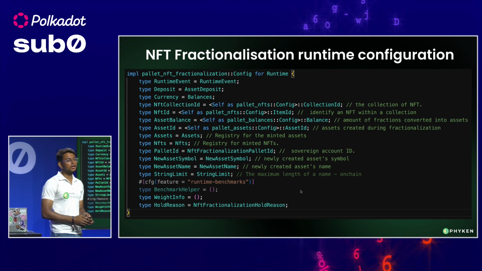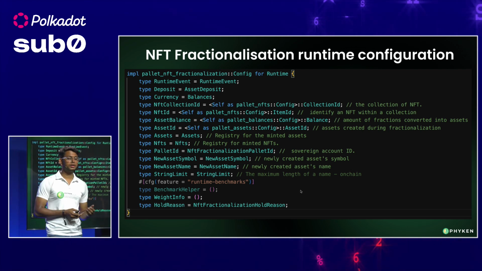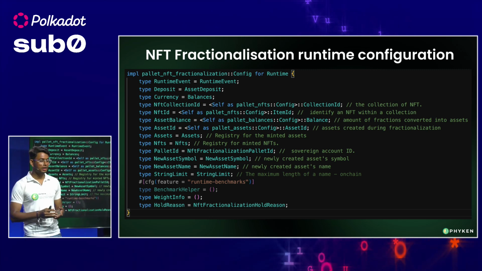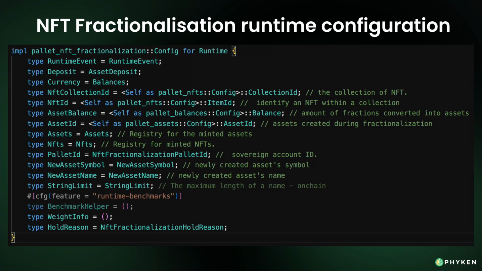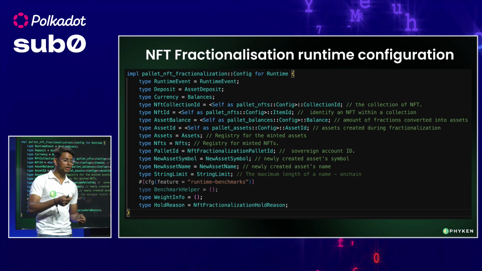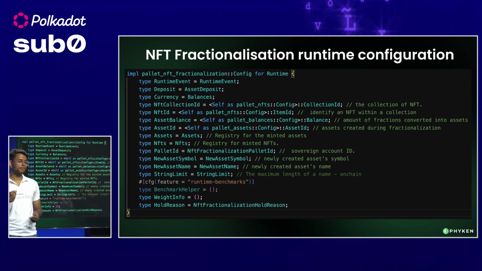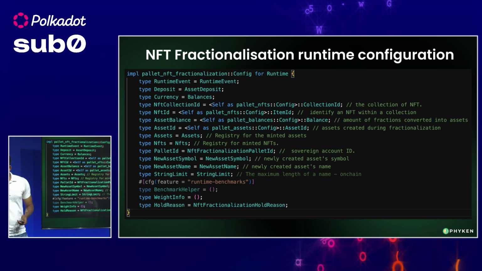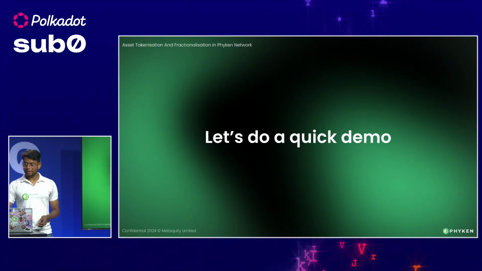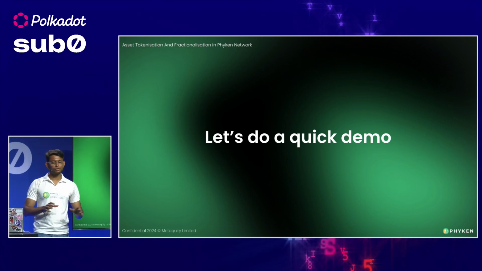So yeah, again, coming back to how we configure this in the runtime, right? We have NFT collections, collection ID, NFT ID, the asset balance, the amount, the type of assets that we have to define for the NFTs that we are going to be fractionalizing, and the symbol, like we mentioned earlier. These are the parameter types that we have already defined. So I didn't want to get into too technical aspects of it, but let's go through a quick demo.